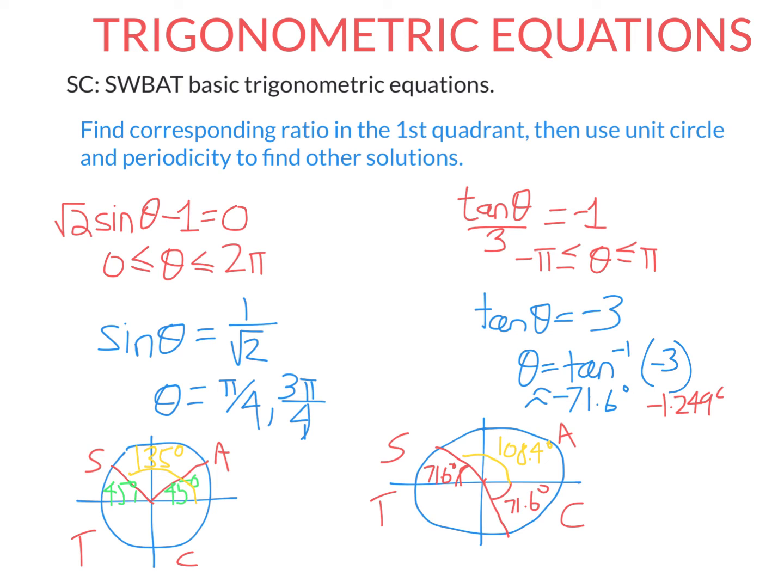So that is the other solution. It's within the range negative 180 to positive 180, but of course we want the answer in radians, so I need to times this by pi over 180. And so the other solution I get is about 1.89 radians. Alternatively, if you remember the period, if you know that tan of theta is the same as tan of pi plus theta, you could just take your answer here and add pi to it to get the second answer.